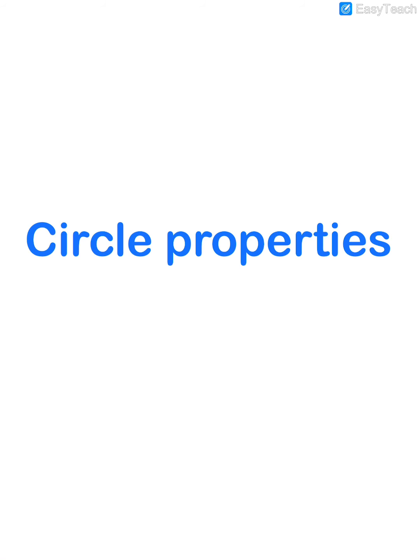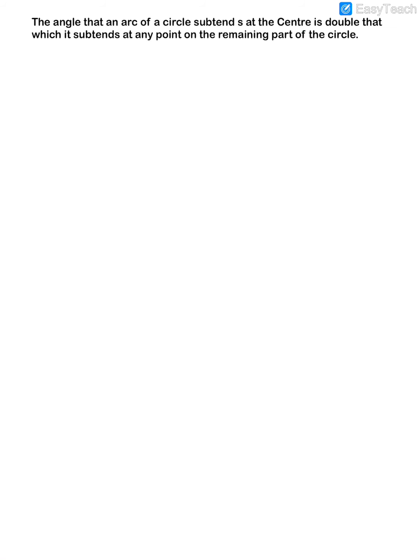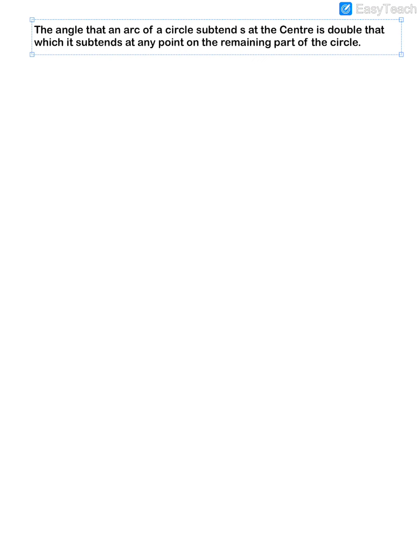Now first let's begin with the theorems or the properties that you need to learn. Also, we don't have the proof of any of these theorems, so we are not doing any proof right now, guys. Now, the first property states that the angle that an arc of a circle subtends at the center of a circle is double that which it subtends at any point on the remaining part of the circle. Okay, I'll explain what this basically means. It's too tough technical language.